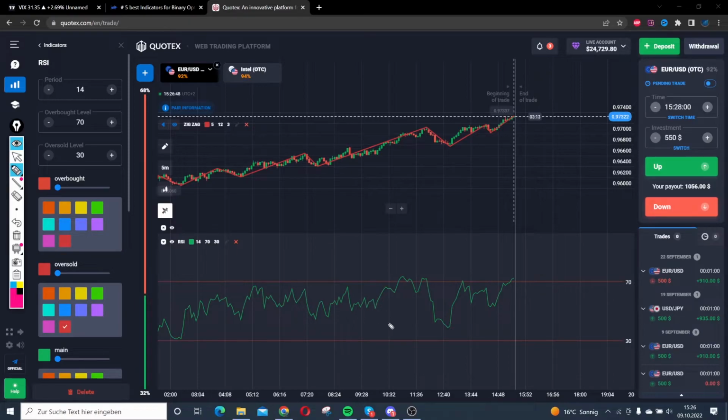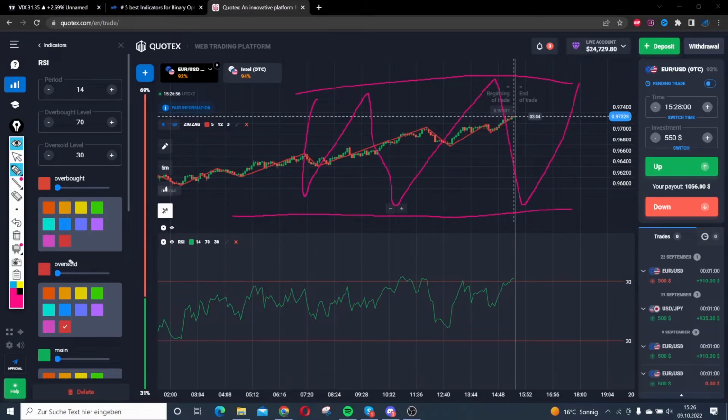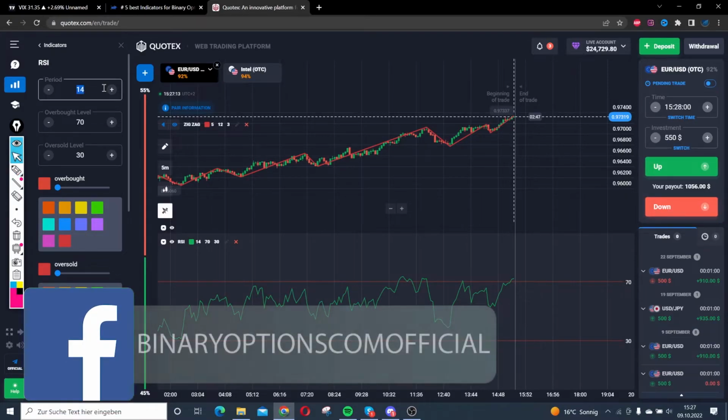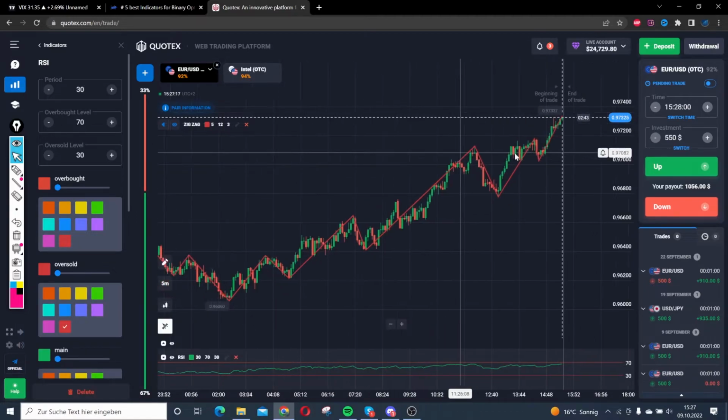The RSI indicator works best if you have a range chart like this. Then you are very safe with the relative strength indicator. For trends, it's not so good, or only for pullback trading. You can play around with the periods here. I'm just using the 30 period for this example.